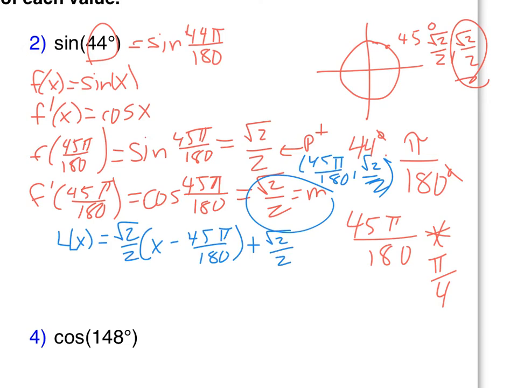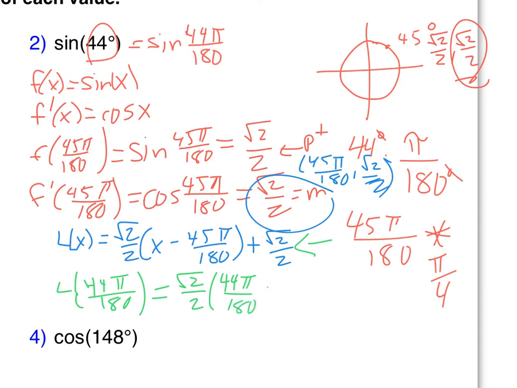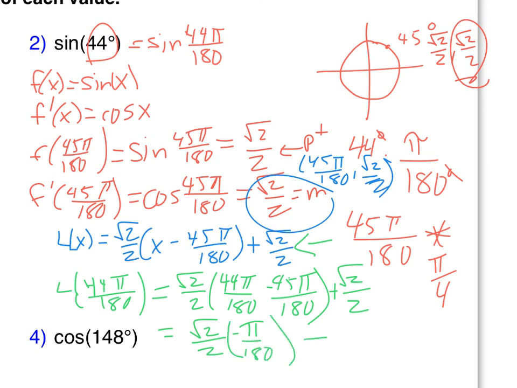All right, so now that I've got my linearization function and I go in and plug in my 44 degrees, which I can't plug in as degrees, I have to plug in as radians because that derivative will only work in radians, and we used our derivative to get that linearization function, so I've got to do it in radians, not degrees. I get 44 pi divided by 180 minus 45 pi divided by 180 plus square root of 2 over 2. Notice what really happens very nicely with those fractions. That's just negative pi over 180 plus square root of 2 over 2.